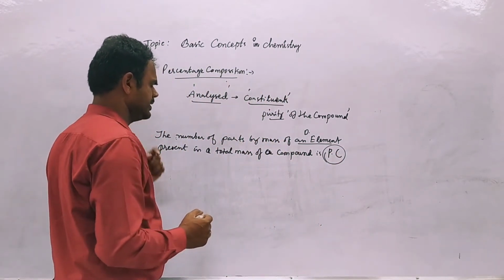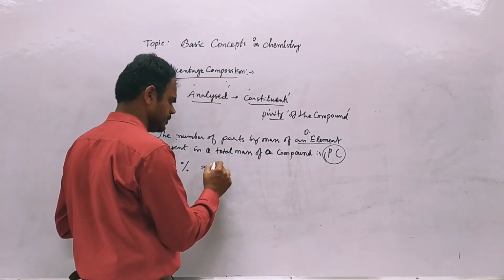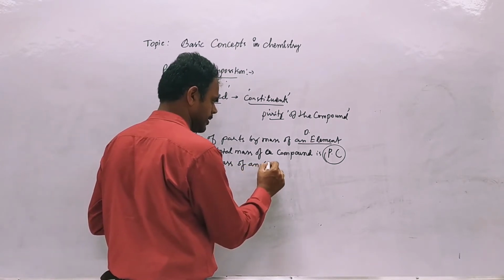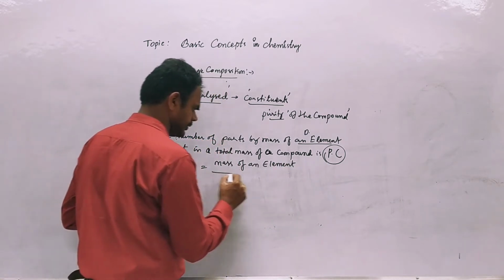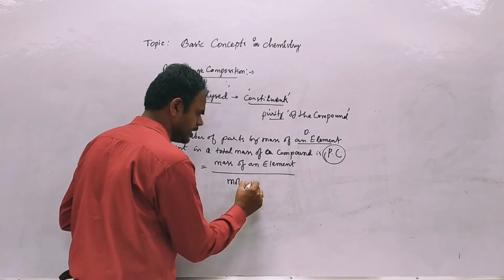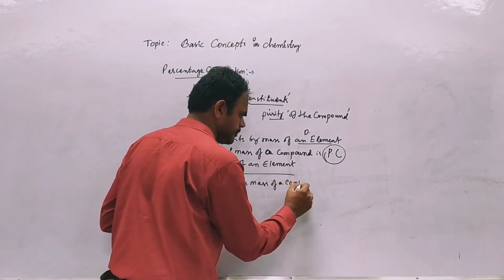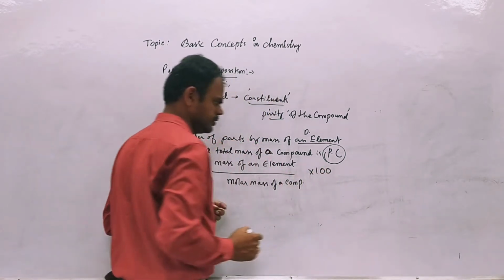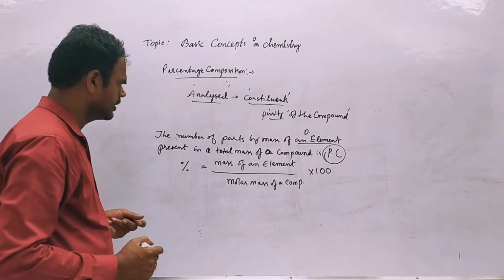So the formula of the percentage composition is equal to mass of an element upon molar mass of a compound multiplied with 100, so we will get percentage composition of the given element.